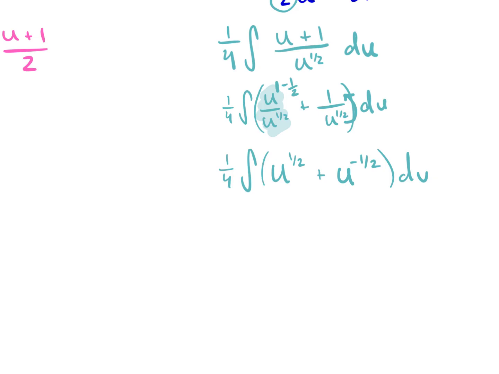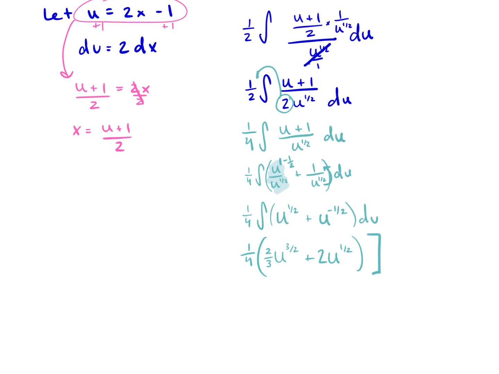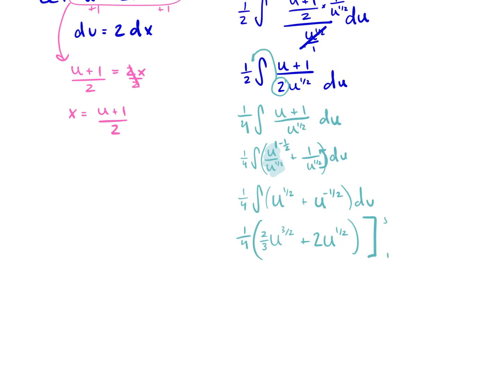Now we can take our integral. So we have 1/4. This would be u to the 3/2 times 2/3 plus u to the 1/2 times 2. And now this is from 1 to 5, but 1 to 5 is our x values.